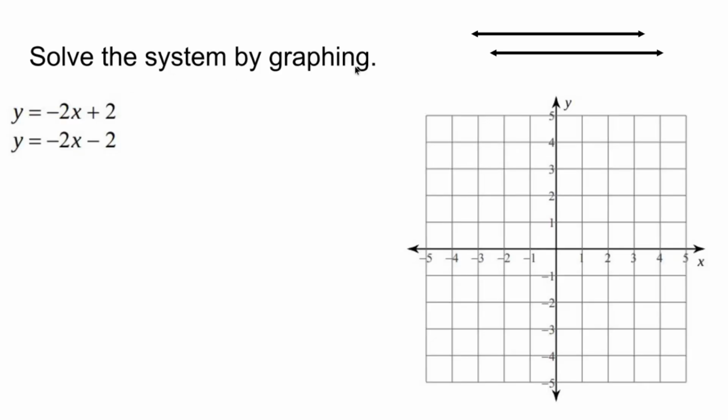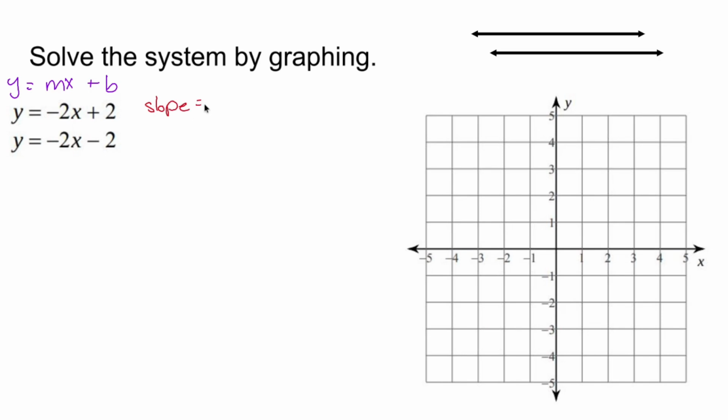Solve this system by graphing. I'm given two equations in slope-intercept form. When y is all by itself, the number in front of x is my slope, and the number floating around is my y-intercept. Now, I'm going to graph this guy first by noticing that my slope is -2.